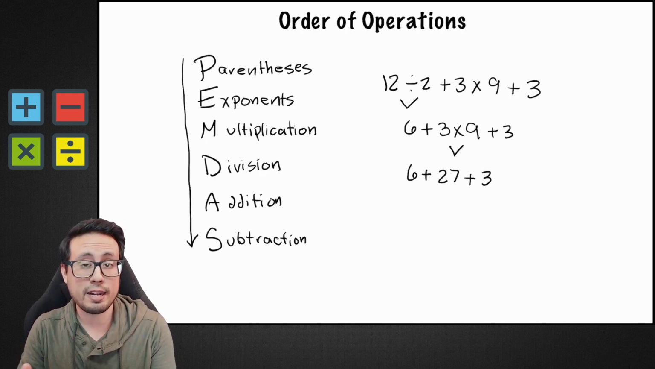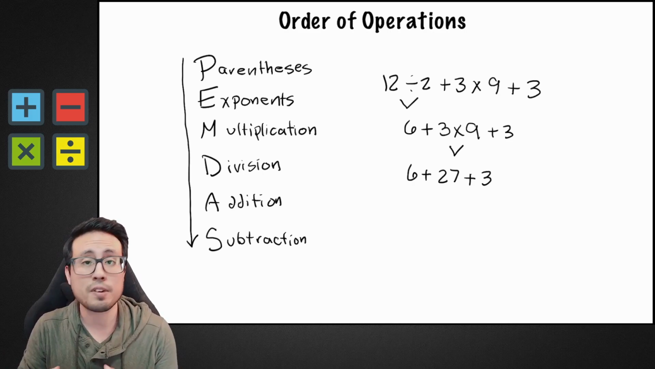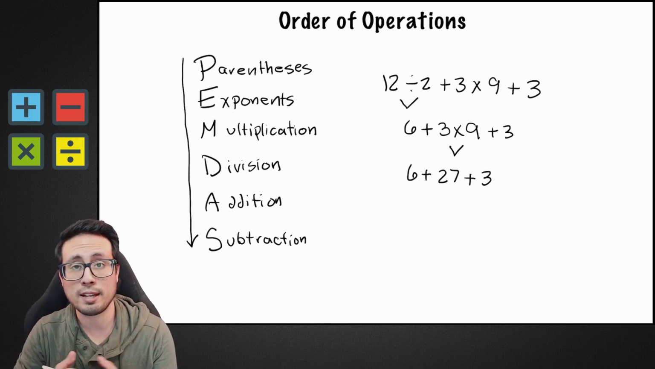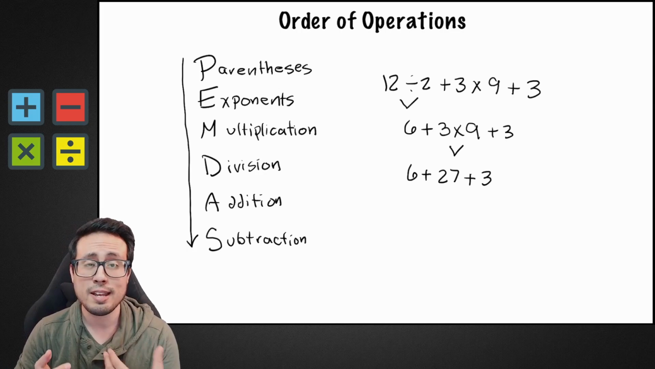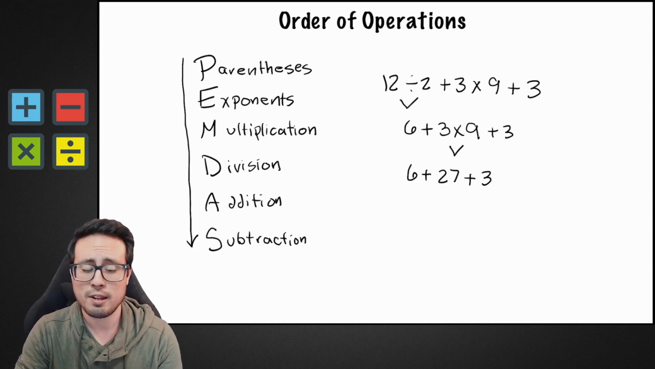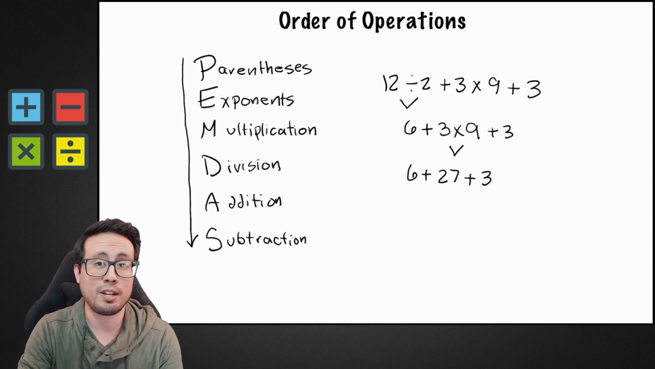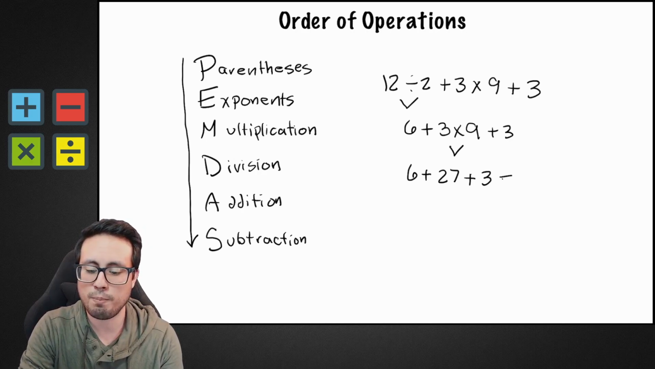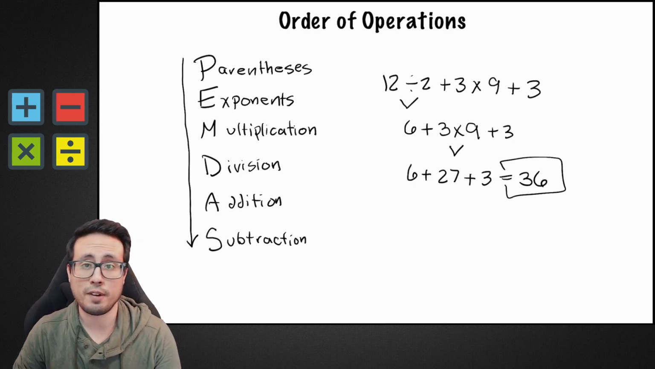And I would look at it again. Is there any multiplication and division left? No. Cool. I can move on to the last thing, which is addition and subtraction. In this case, I don't have any subtraction, just addition. So I'm just going to add across. 6 plus 27 is 33. 33 plus 3 is 36. So my final answer here would be 36. 36 would be our final answer, right?